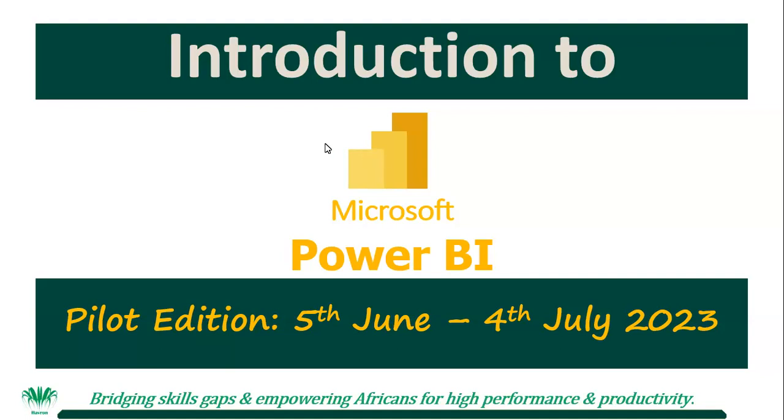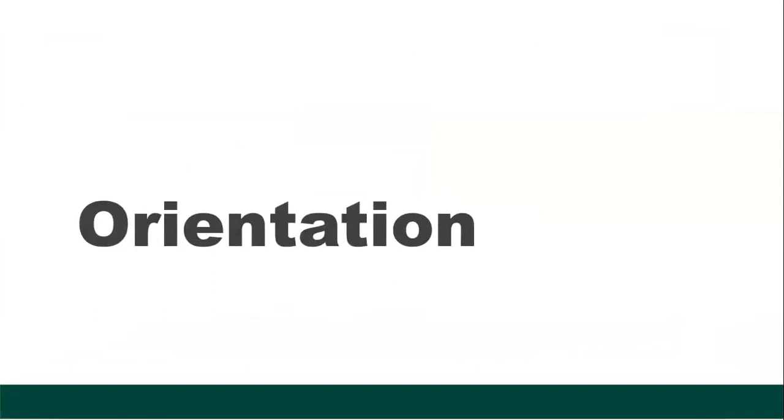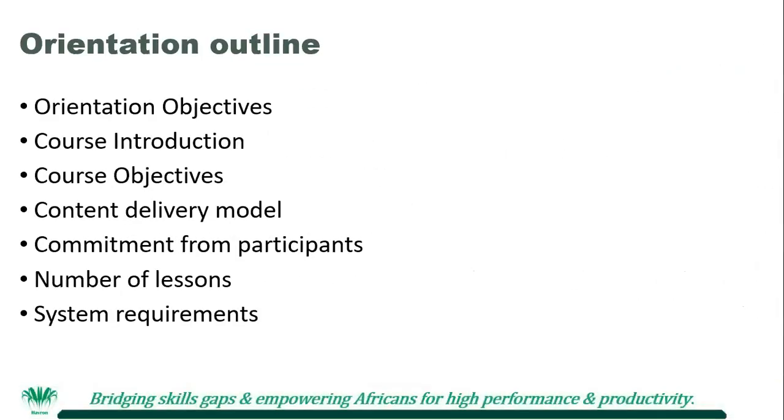So without wasting much time, we will go into the orientation. The course is actually supposed to start tomorrow, and today is preceding that date. Today is the orientation, just for us to look at the course, what is in it, and how we are going to benefit from it. This is the outline that we are going to use. We are hoping that within 60 minutes, we should be able to go through this. There are very short topics, and by the grace of God, we all will be happy at the end of this orientation.